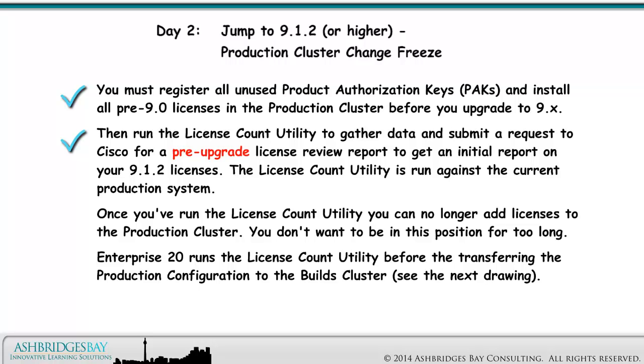The license count utility is run against the current production system. Once you've run the license count utility, you can no longer add licenses to the production cluster. You don't want to be in this position for too long. Enterprise 20 runs the license count utility before transferring the production configuration to the builds cluster. See the next drawing.